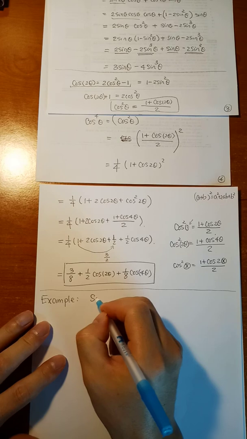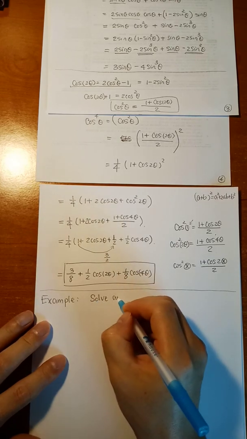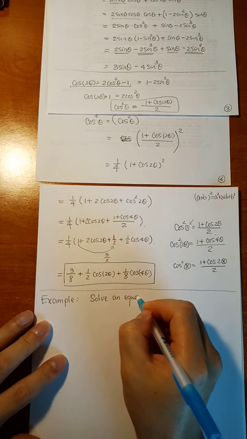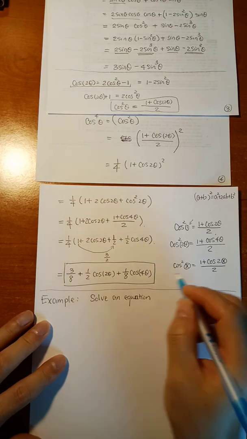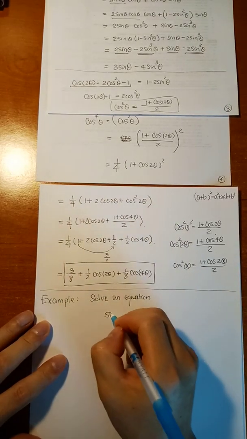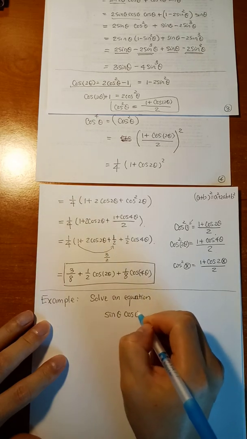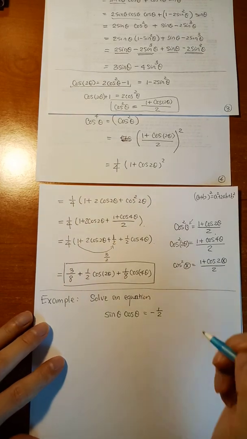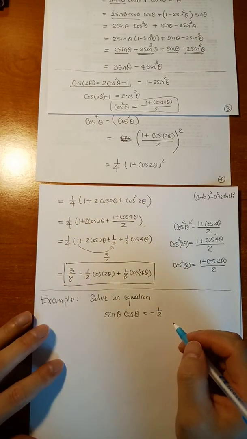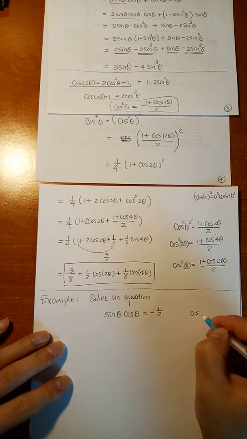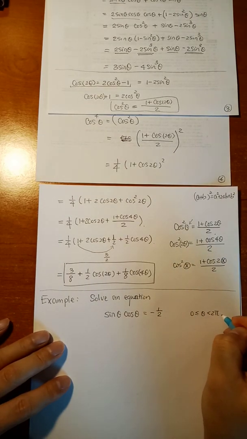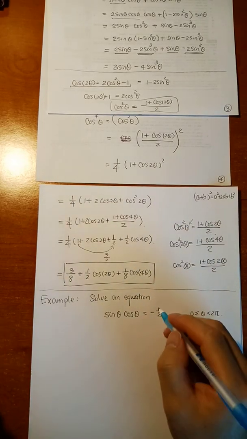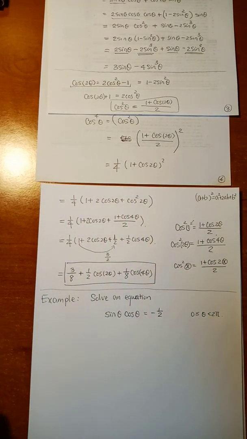Then let's try to solve an equation. Sine theta times cosine theta is negative 1/2. Theta is between 0 and 2 pi. Last time we solved sine theta plus cosine theta equal to 1. This time let's try to solve it equal to negative 1/2.